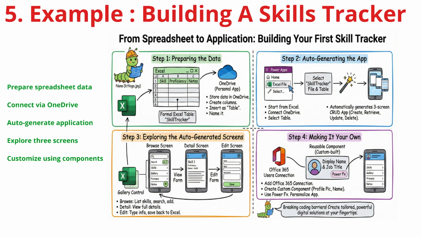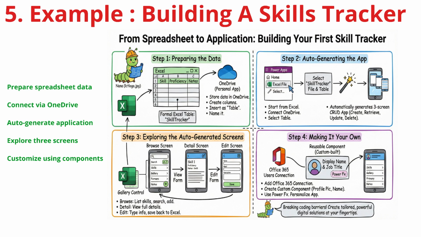Step 2 is auto-generating the app. Instead of a blank canvas, we use a shortcut. From the Power Apps home screen, select the Excel file option, connect to OneDrive, and choose the table we just created. Like magic, Power Apps automatically generates a functioning 3-screen mobile application.